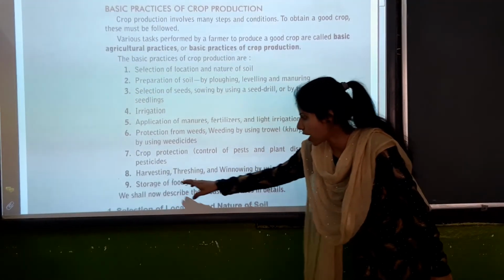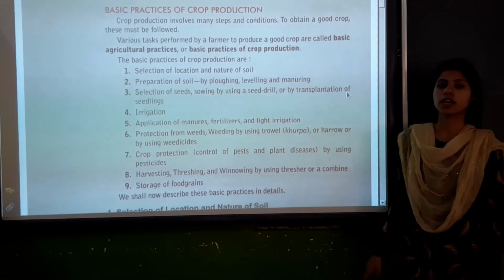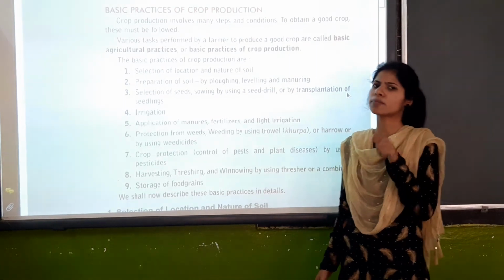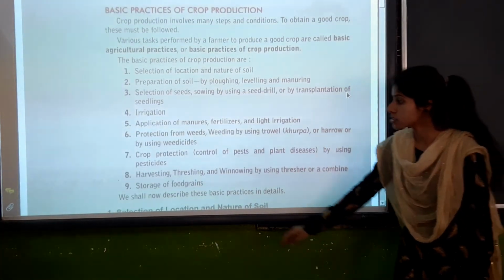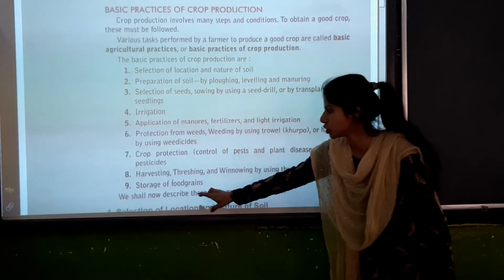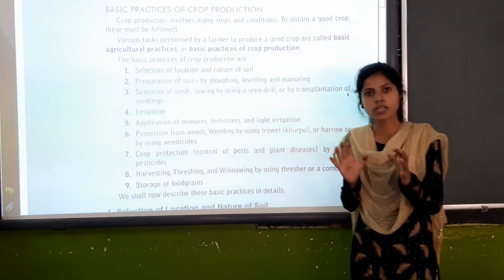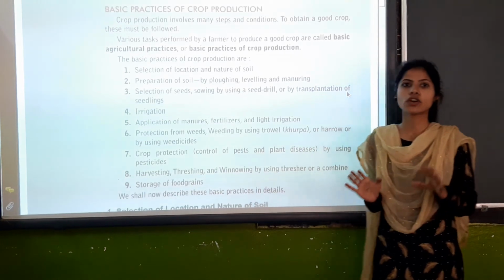After that, we have to do the harvesting, threshing and winnowing by using a thresher or a combine. Again, there is a machine called a thresher used for the harvesting process. After that, we have to do the storage of food grains. After everything is done, we have to do the storage of food grains.